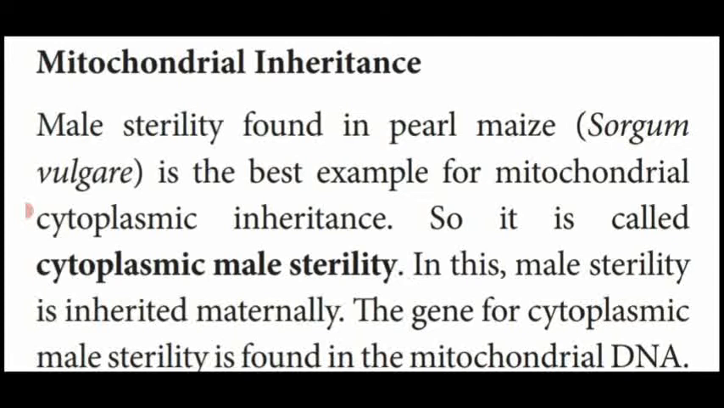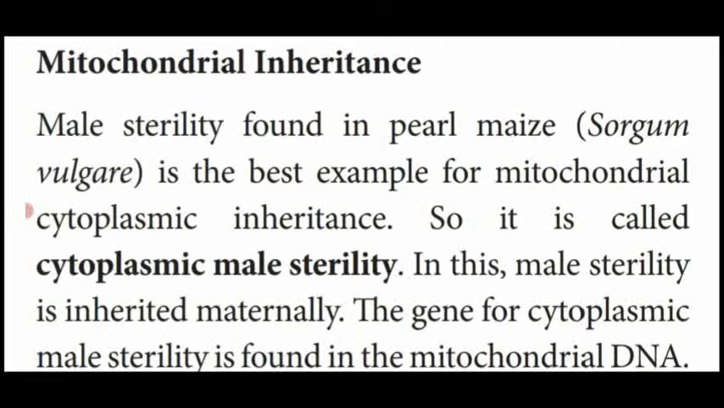So this was first observed in the Sorghum vulgare, that is the maize plant. The Sorghum vulgare plant is named as pearl maize, which shows male sterility. Male sterility means the male reproductive organ is unable to take part in the reproduction.